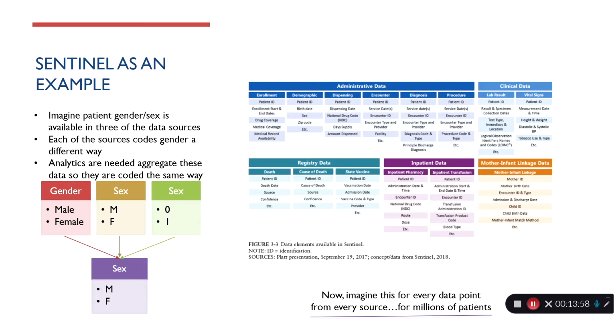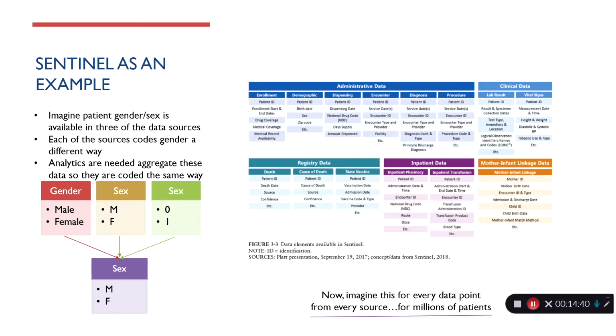So if we look at our little diagram here, the one on the left in red, they code it as gender and it's written out male and female. The middle one is called sex, not gender, and it's coded M for male and F for female. The right-hand one is called sex, but it's coded 0 for male and 1 for female. We now have to use our analytics and aggregate these data and get them coded in such a way that they are consistent. This is part of the challenge. And so here we've decided to code the variable as sex and call it M for male and F for female. It requires data analytics to make that happen.